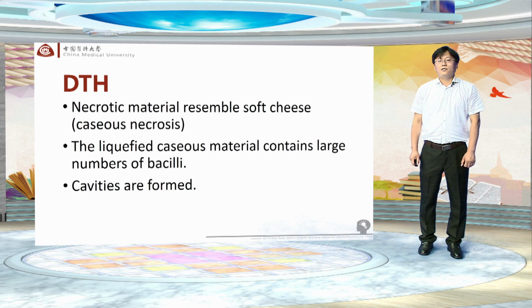DTH, delayed type hypersensitivity, causes necrotic material that resembles soft cheese. This is exactly where caseous necrosis comes from. The liquefied caseous material contains large numbers of bacilli. They are highly infectious. When the liquefied caseous material is expelled out of the body, for example by coughing, cavities are formed.